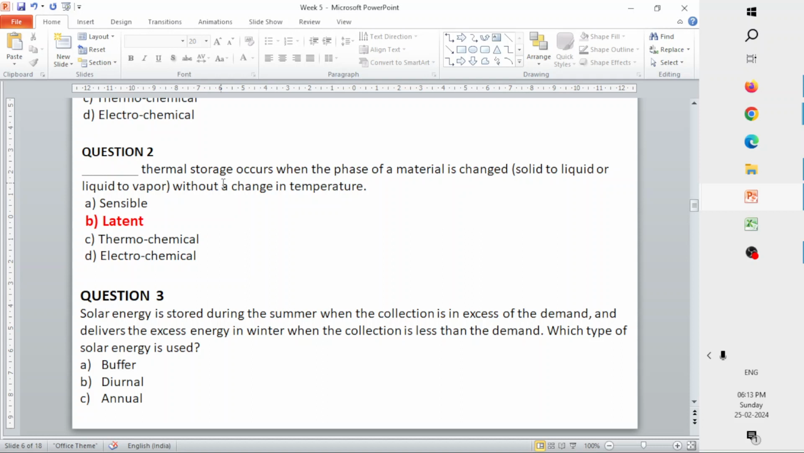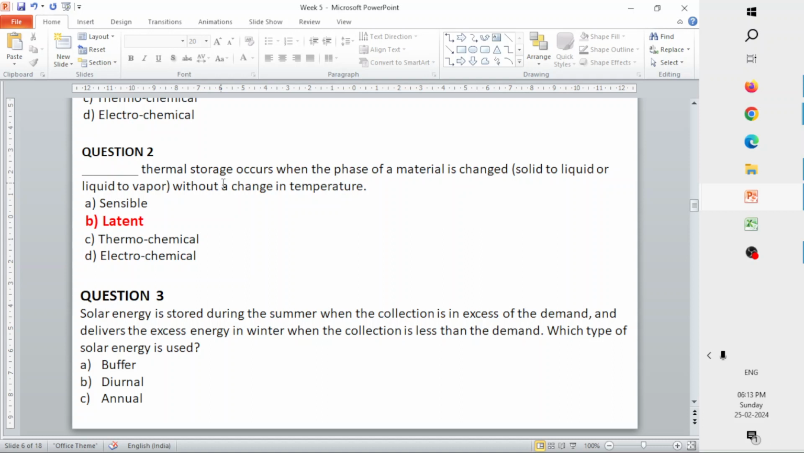So annual is something that we are talking about throughout that particular year. So in this case, this is something that will be more suitable to the definition that is given. So here what is happening is, in case of the summer, as we previously discussed about why there should be a need for a thermal energy storage system.